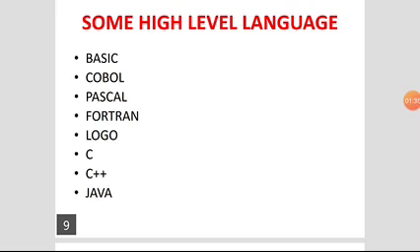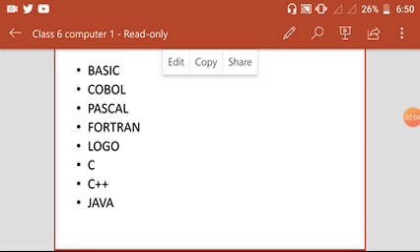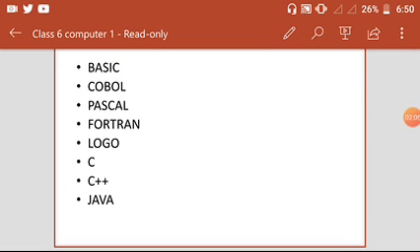Next we have COBOL. COBOL was developed to meet the requirements of the business world and perform tasks like developing and processing accounts, payroll and stock management. COBOL stands for Common Business Oriented Language. Next we have Pascal. Pascal is a structured programming language used for business and scientific purposes. It is named after the French mathematician Blaise Pascal, who made the Pascal addition machine.